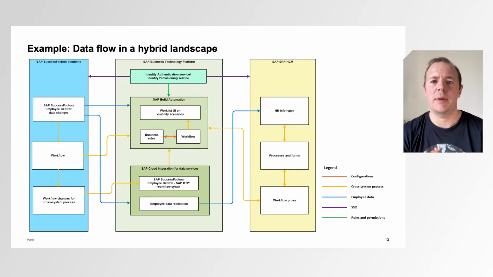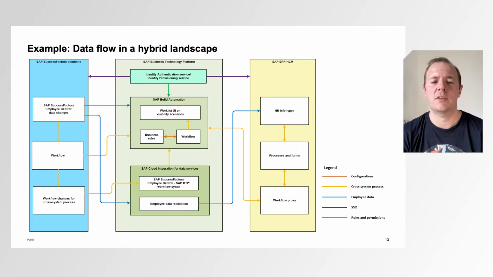The scheduled data replication distributes the changes from SuccessFactors to ERP HCM. HR administrators can view the current status of the data replication on the central worklist. Once the data replication has been successfully completed, the workflow capability on BTP calls an API in ERP HCM, which triggers the processes and forms workflow. When the workflow has been successfully started, ERP HCM sends an update to BTP, and the worklist UI is updated with the link to the processes and forms UI.